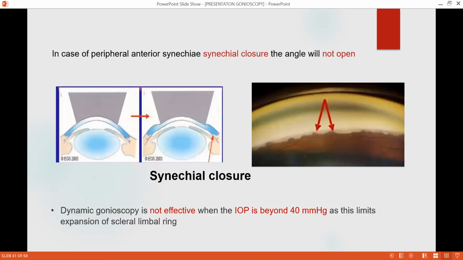While in case of peripheral anterior synechia, even if you indent the cornea, the synechiae are not going to rupture. So they are going to remain as they are, and the angle structures are not seen with indentation. In this diagram, you can see the angle, and the red arrow indicates that the peripheral anterior synechiae are there and they are not broken with the indentation on the cornea. In the second clinical photograph, you can see the peripheral anterior synechiae, shown by the red arrow.